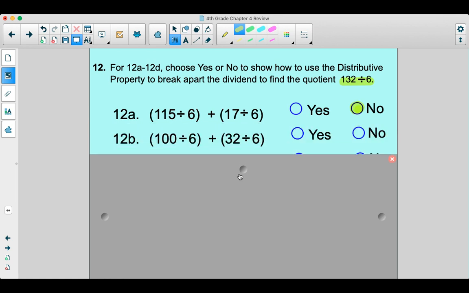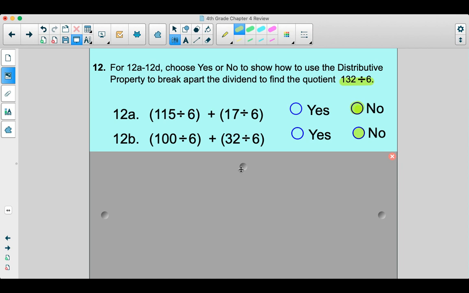Okay. How about the next one? 100 divided by 6 and then 32 divided by 6. Well, think about this. 100 divided by 6. Is that going to give us a remainder? It is. 32 divided by 6, though, we can do easily. Actually, not really, because it's still going to give us a remainder. So this one's out, man.